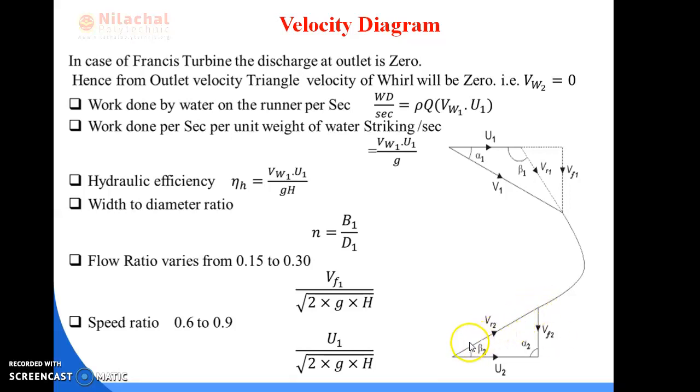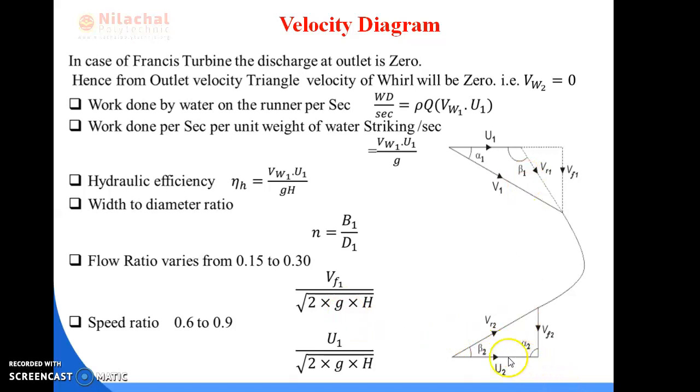This is the relative velocity Vr2 component. This is the velocity of blade at outlet, U2. Now we have seen that U1 and U2 are the velocity of the blade at inlet and outlet. Alpha 1 is the angle the velocity of water makes with the horizontal. Beta 1 and beta 2 are the vane angles, or the angles the relative velocity of water makes with the horizontal, that is with the blade velocity, at the inlet and outlet.